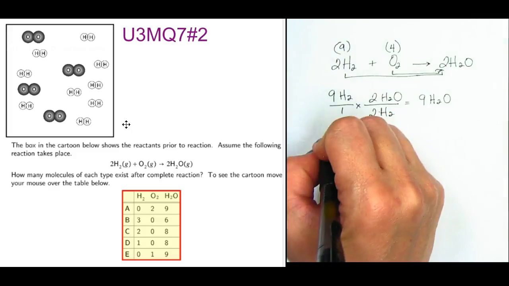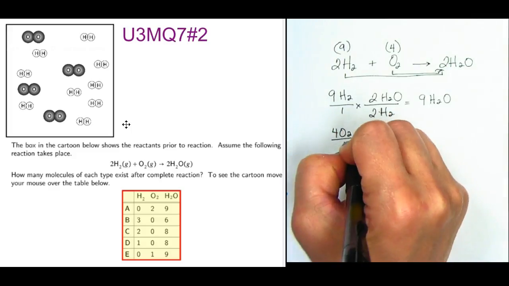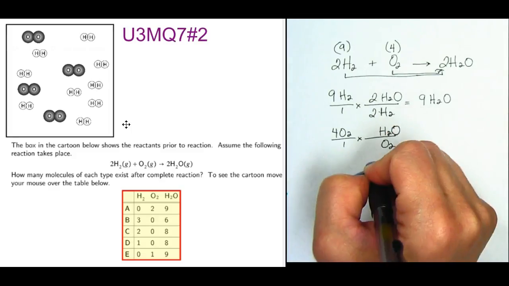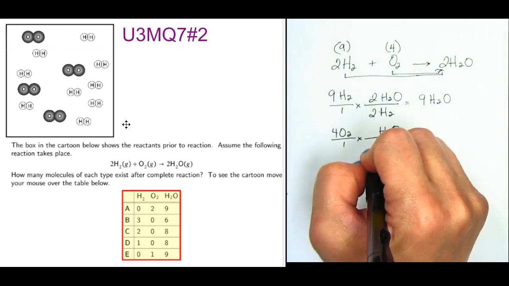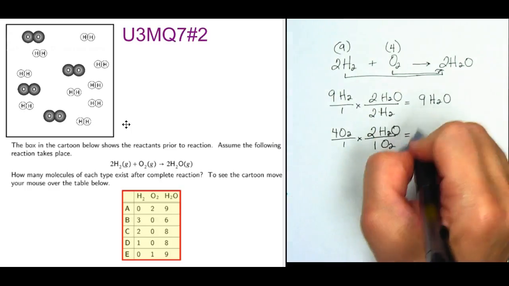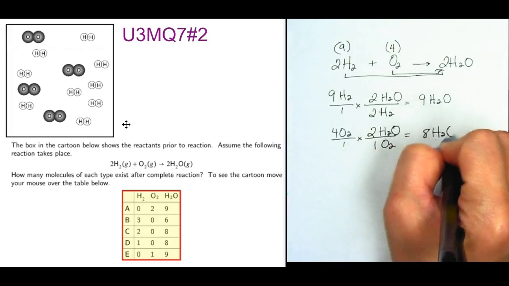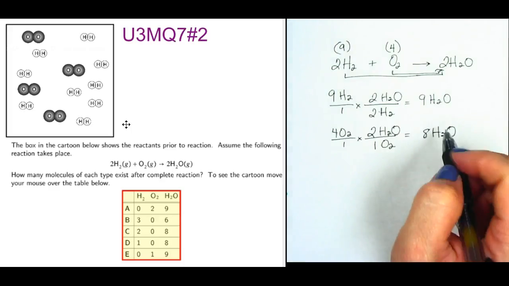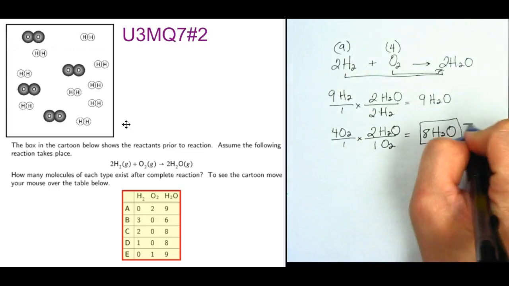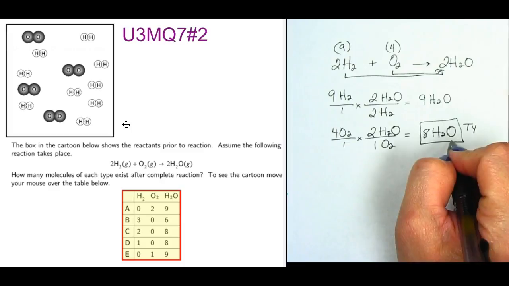If I use oxygen, then we can determine from the oxygen how much water we will make, because there is 1 mole of oxygen to 2 moles of water. So 4 times 2 equals 8 waters that we could produce with the 4 oxygens that we have. So because 8 is less than 9, this is how much water we can yield.